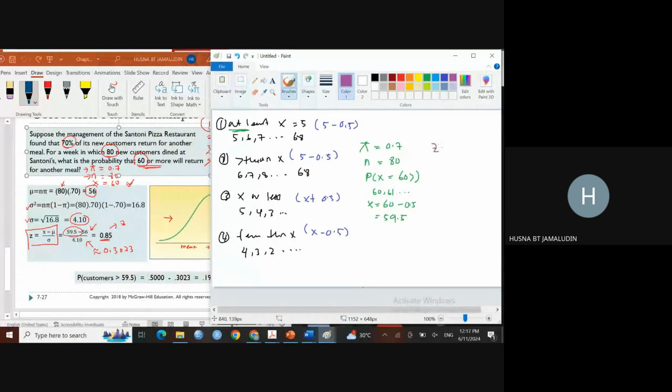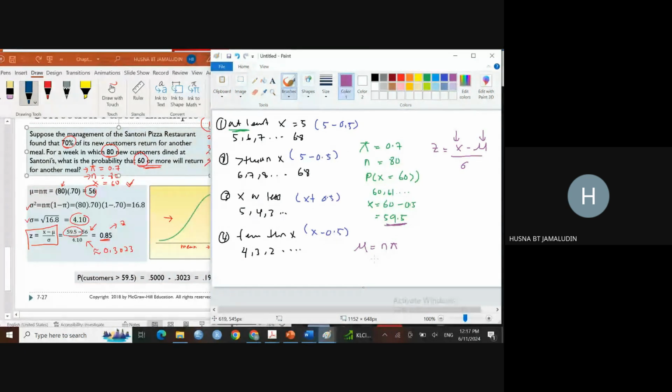Z equals x minus mu over standard deviation. Oh no, you have to find, well, you know that your x here has been changed into this one. Okay, you have your x. But how to find the mu? They didn't give you the mu. Remember the formula in chapter 6 for mu? Mu equals n multiplied with probability, or what we call pi.